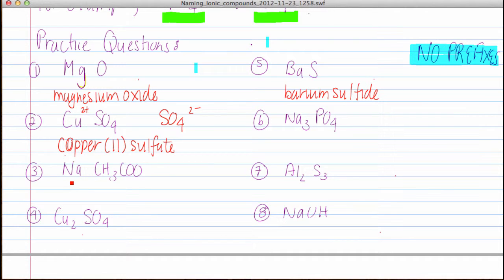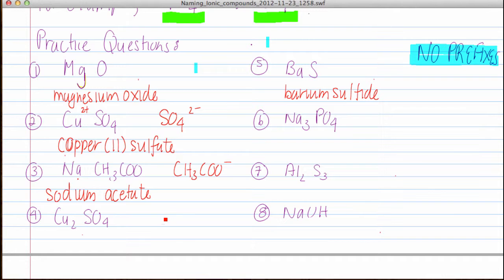Next example we have here is NaCH3COO, and CH3COO is actually on your polyatomic ion sheet as well, and its name is acetate. And then we name the metal first, which is sodium, which is with an S, not an N. Sorry, I'm just going to correct that little mistake. So sodium acetate.